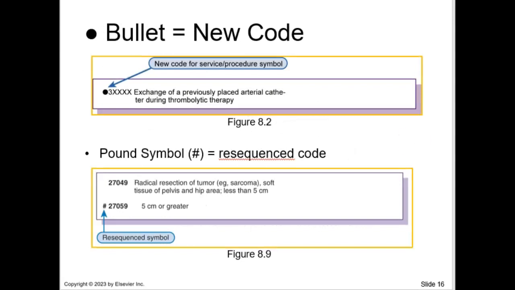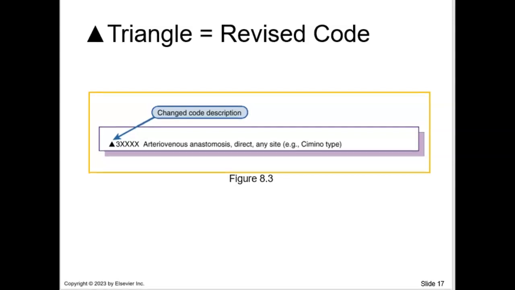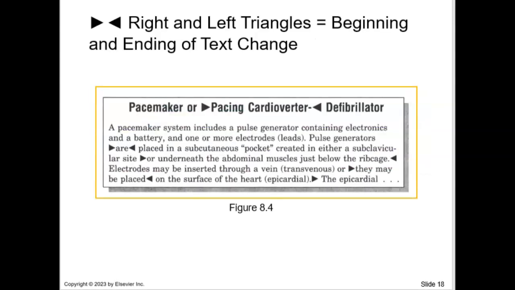Right here, you will see new code. That means it's a new code for this edition, for this year. So that's something too. And then you have that sign right here, the pound symbol. That means that it's a resequence symbol. Sometimes it gets a little sketchy. Not everything goes in quite order. So if you see that pound sign, you may have to look around. Triangle means revised code, that they changed the code description. Right and left triangles is beginning and ending of text change. So they did a little bit more here, changing the wording within a paragraph.